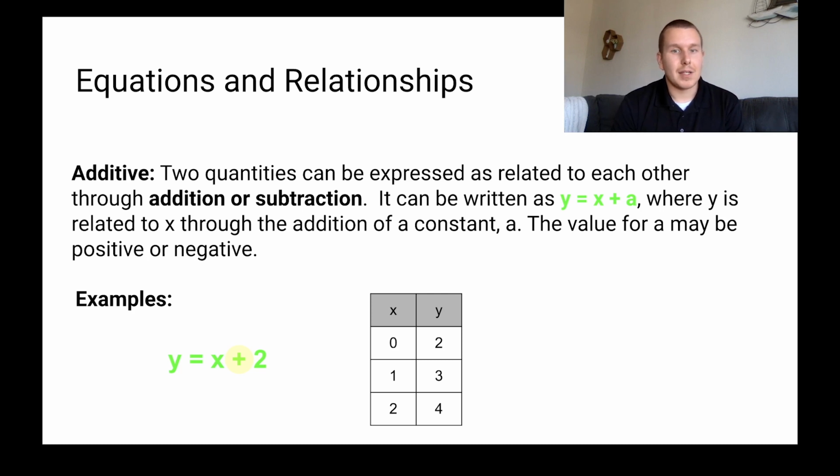What we want to look at is what happens when x is 0. If y is any number besides 0 at that point, then it's going to be an additive relationship, because we know that the line does not go through the origin.